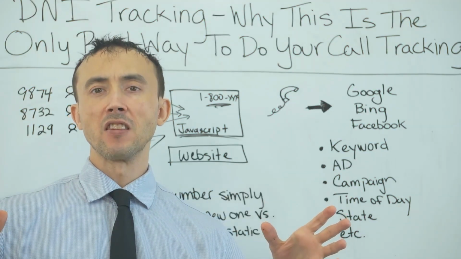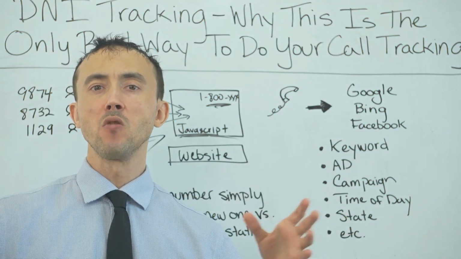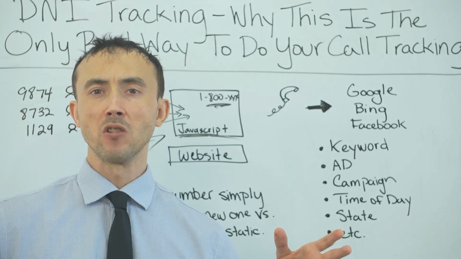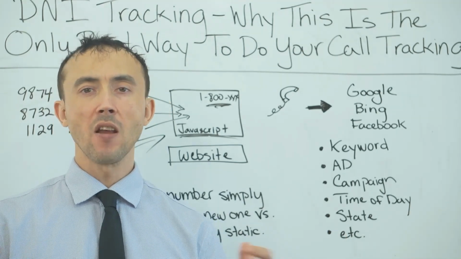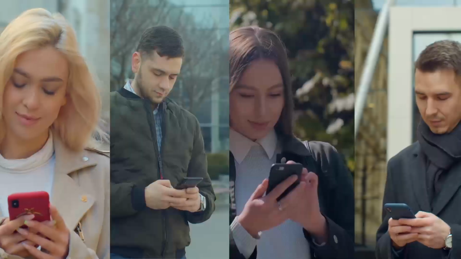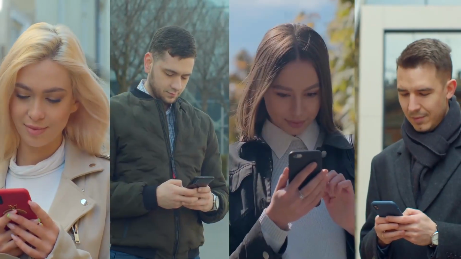If they're all on the site at the same time, and one of them calls, how do you know which of the people called, and therefore what keyword the user typed in before they called? There's not a way. The only way is to show a different tracking number for every single one of those users that are on the site at the same time.